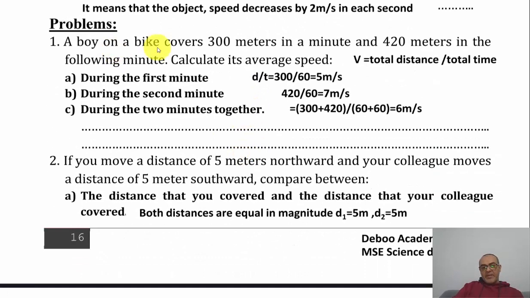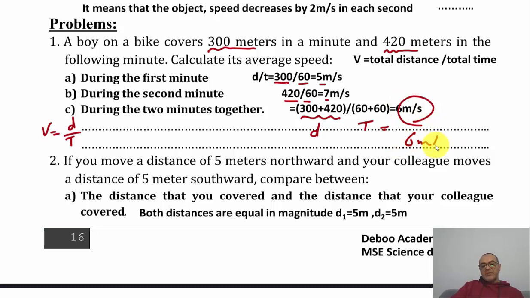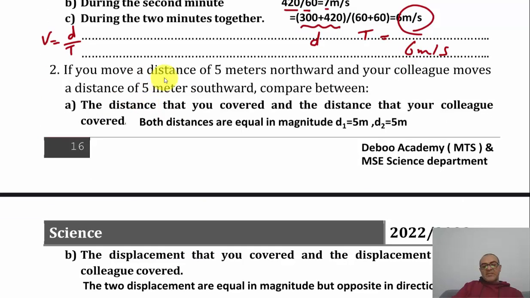A boy on a bike covered 300 meters in a minute and 420 meters in the following minute. Calculate the average speed. In the first bit, we said that V equals D over T. So here, 300 over 60 means 5. The next minute, 420 over 60 equals 7. So for the 2 minutes together, we calculate the total distance over the total time and find the total speed is 6 meters per second.